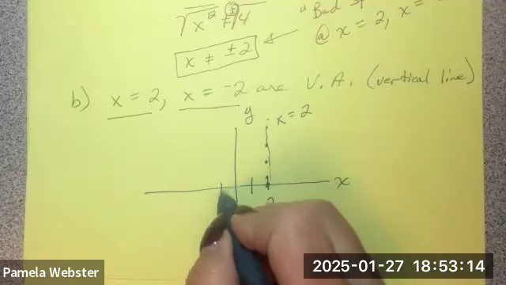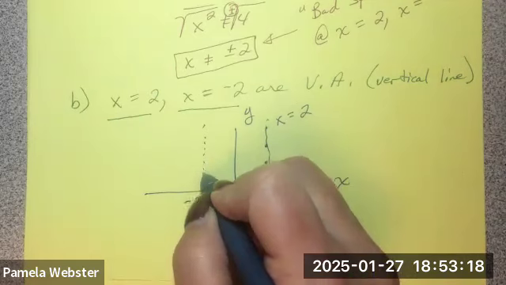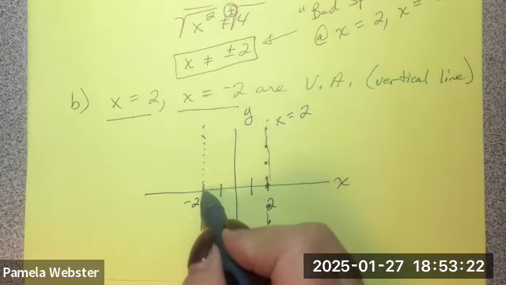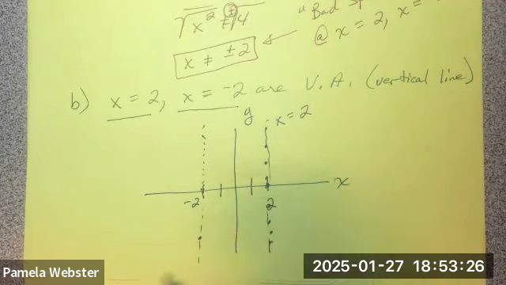Okay. And the same thing over here at -2. x equals -2, y equals 10. Okay. x equals -2, y equals 0. x equals -2, y equals -4. All those points are on that line. So there are 2 vertical asymptotes in this problem, and that's what it looks like.